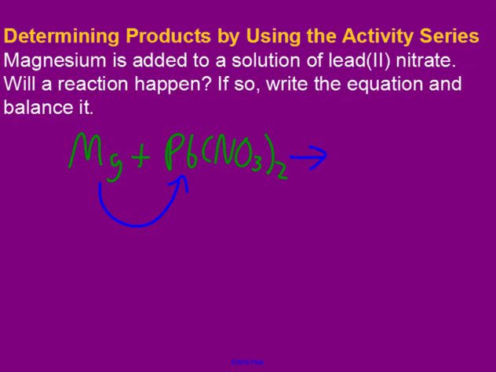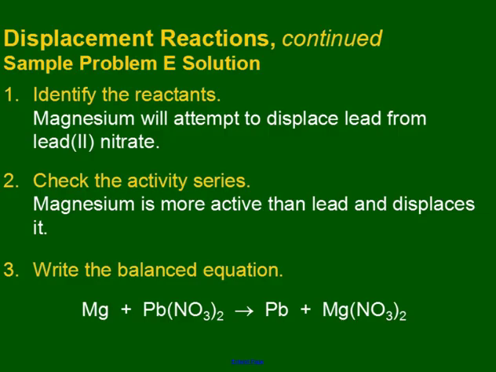Okay, now, magnesium is a +2 and nitrate's a -1. And then the lead will be left by itself. Of course, the next thing I would expect is balancing, but fortunately, this one is already balanced. And this page just kind of illustrates that yet again.